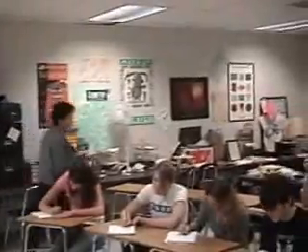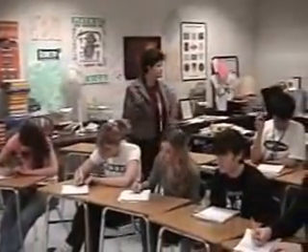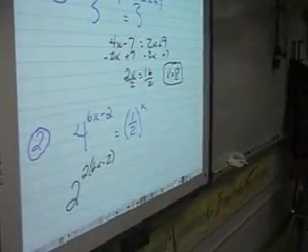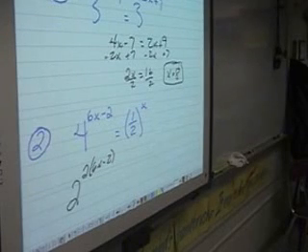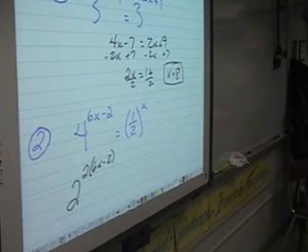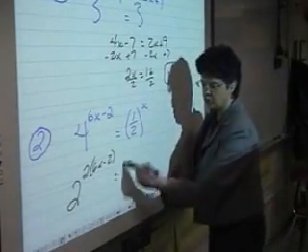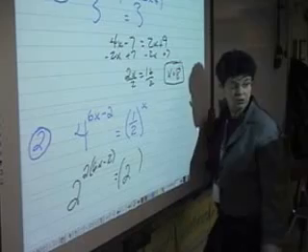Now we have a problem because the bases are not the same, right? How can you rewrite a 4 as 2 squared? Pick up your pencil. 4 you can rewrite as 2 squared, all to the 6x minus 2, power of a power, multiplied. And do you remember how to rewrite a half so that it's 2 to a power? 2 to the what?